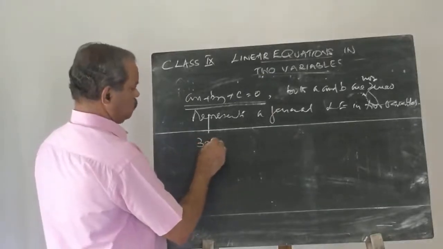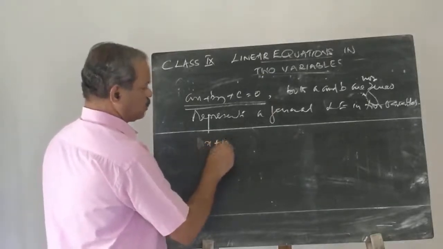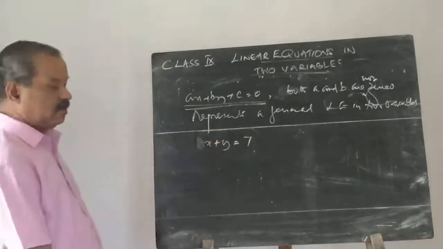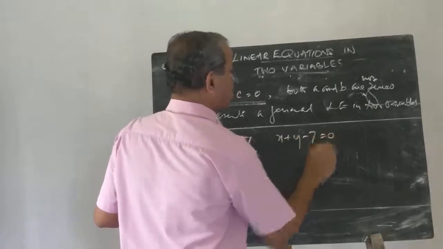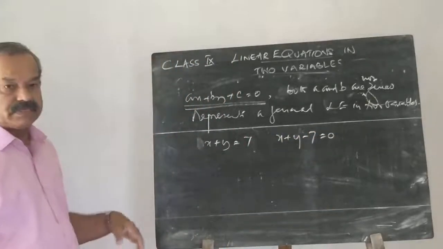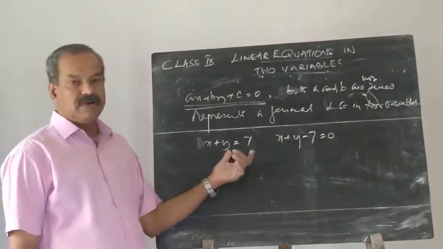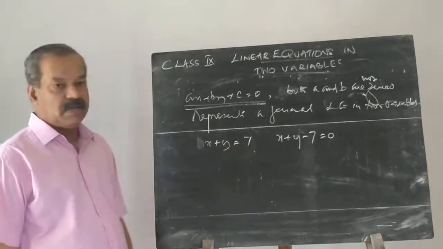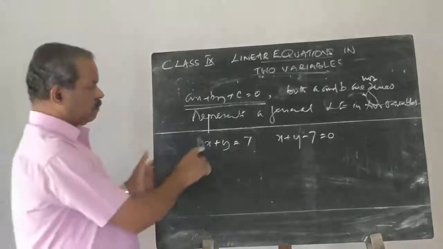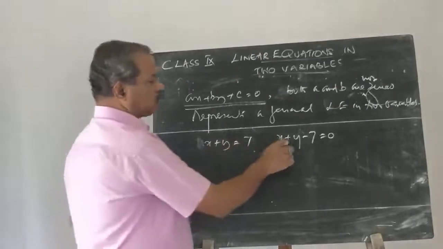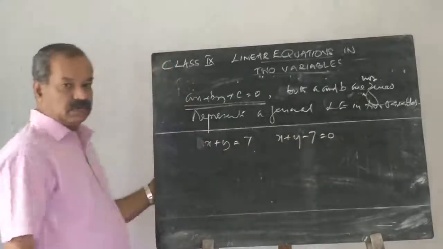Now take the first equation, x plus y equals 7. Actually the form is x plus y minus 7 equals 0. What is the coefficient of x here? 1. Coefficient of y? 1. That is, both a and b are not zeros, so x plus y minus 7 equals 0.